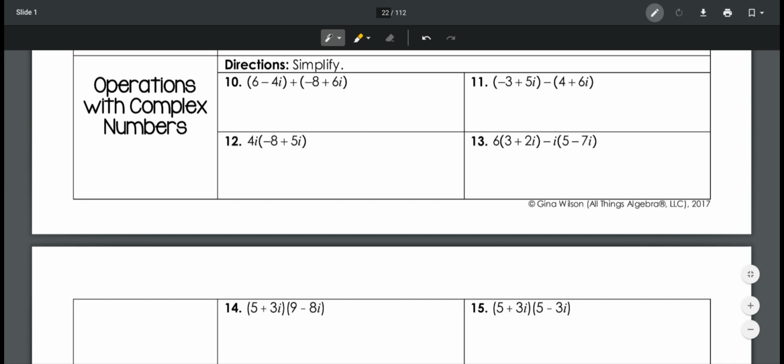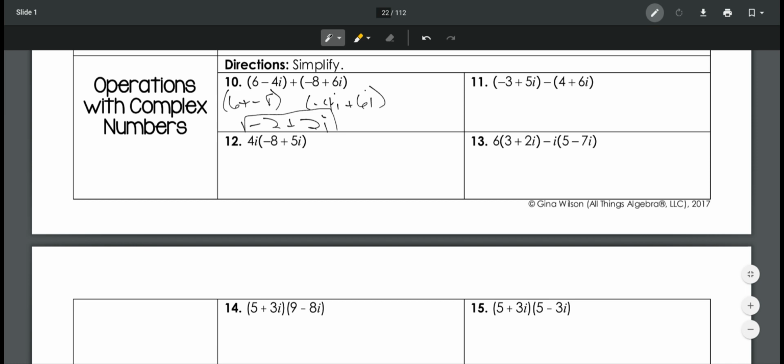So the first two examples, take an a plus bi and add it to another complex a plus bi. So what your thought process should be is you add up your a values. So you should be thinking 6 plus negative 8. That gives me negative 2. To add up your bi numbers, you should be thinking negative 4i plus 6i, and that gives me positive 2i. When you add two complex numbers, you get a complex number out.